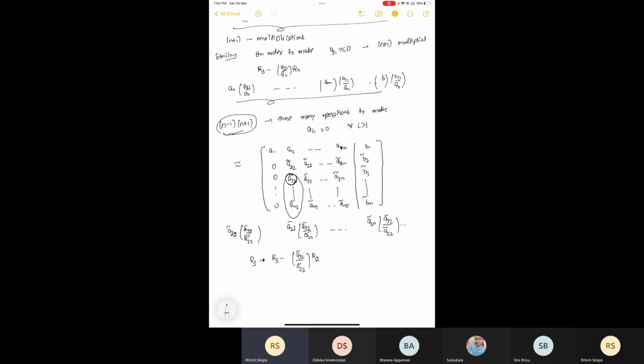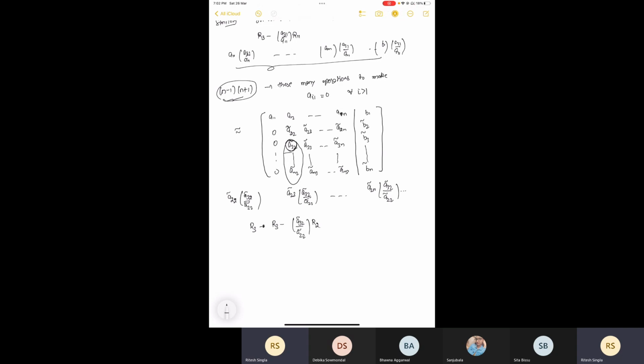Yes, sir. So basically, in order to make this entry 0, we are doing n times multiplication, right? We are using n times multiplication because we are just left with n entries now. But for a42 tilde also, we will need n times multiplication, and so on up to an2 tilde also. So basically, n into n minus 2, because these are n minus 2 rows, right?